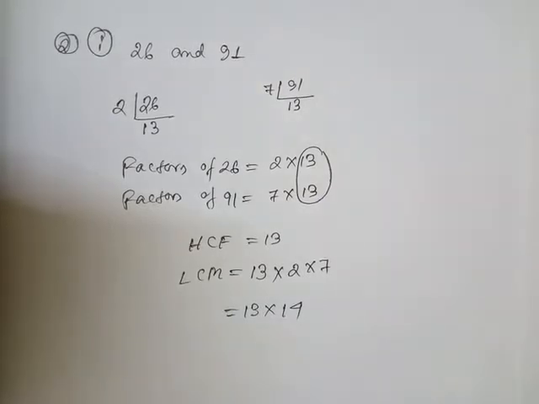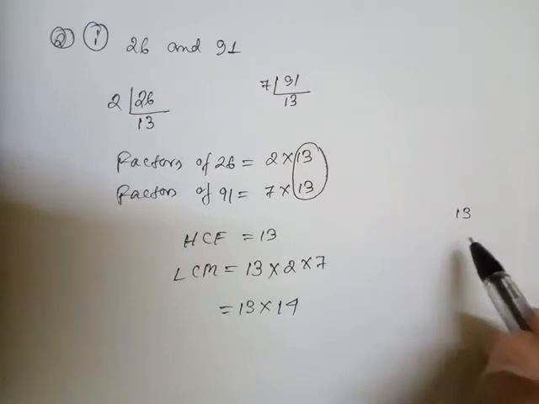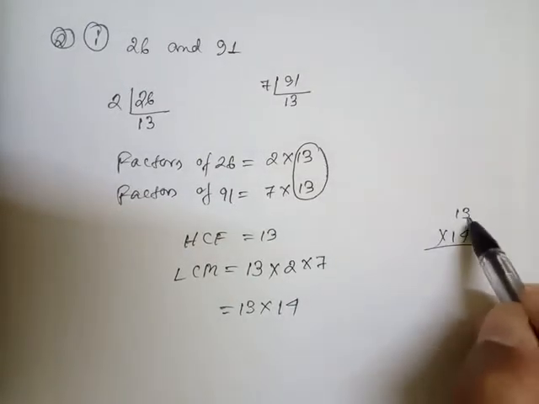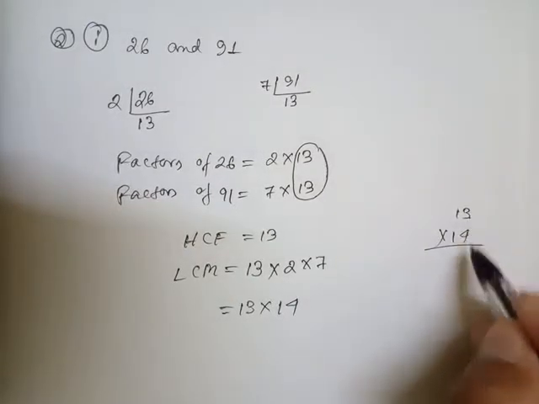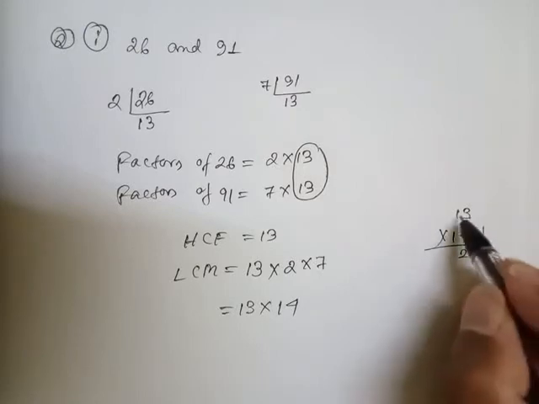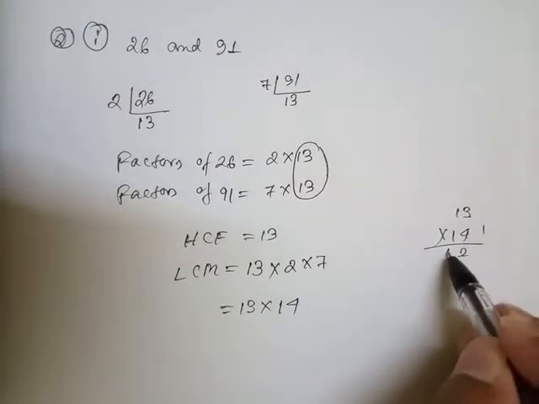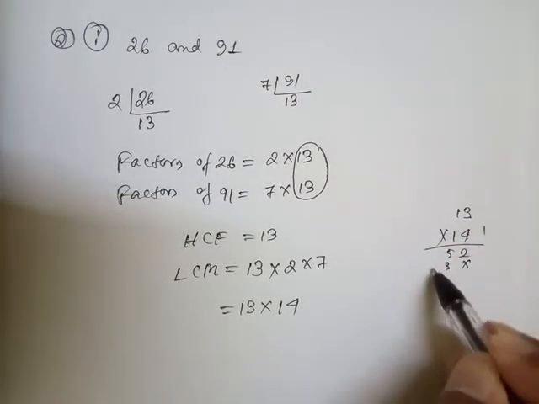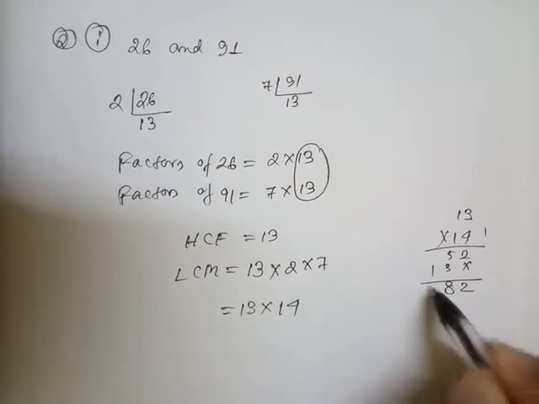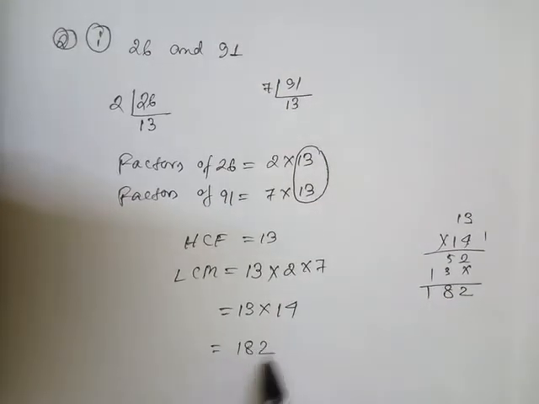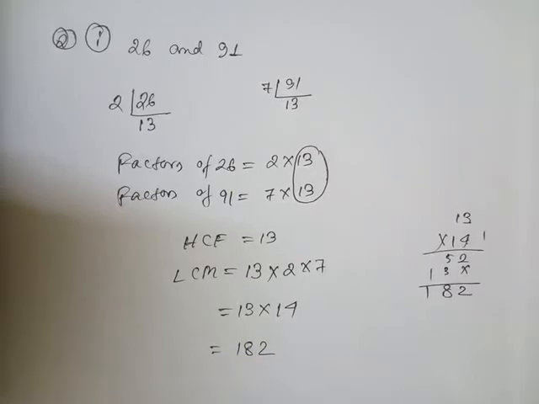Now if I go for the multiplication here, 13 into 14, what will happen? Look here, students, 13 and 14 multiplication. 3 fours are 12, carry 1, 1 times 4 is 4, 4 plus 1 is 5. Now 3 ones are 3, 1 one is 1. So 2, 5 plus 3 is 8, 1. 182. 182 is the LCM. Now this is the first part only.